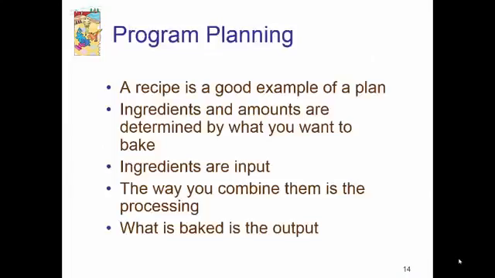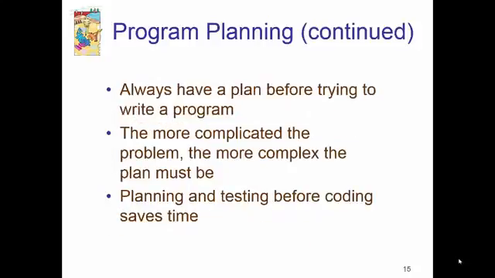So in order to properly plan our program, we have to develop what's similar to a recipe. Our ingredients and amounts are determined by what we want to bake. Our ingredients are going to be our input. The way you combine it is called the processing. And then finally what's baked is going to be the output.